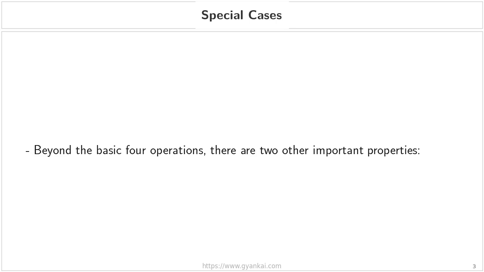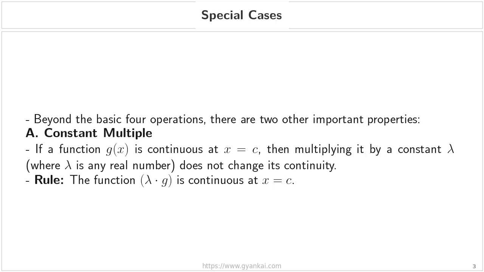Special cases. Now that we have covered the four fundamental arithmetic operations, let's move on to two other important properties that often appear when working with continuous functions. First, let's look at the constant multiple property. Suppose you have a function, g of x, and you already know that it is continuous at a specific point, x equals c. If you multiply this entire function by a constant, which we will call lambda, representing any real number, the continuity of the function does not change.